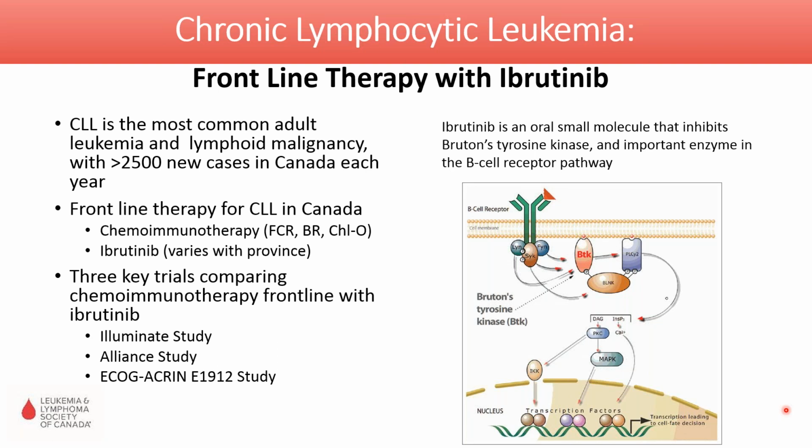Ibrutinib is available as a frontline therapy in different provinces, but it does vary depending on what the patient's population is and their CLL characteristics are. As an example, in Alberta currently, Ibrutinib is only available frontline in patients who have a specific mutation called the deletion 17p. And I think that's pretty consistent across the country in terms of getting that for that mutation. But for anything else, it's only available in the relapsed setting, at least in Alberta.